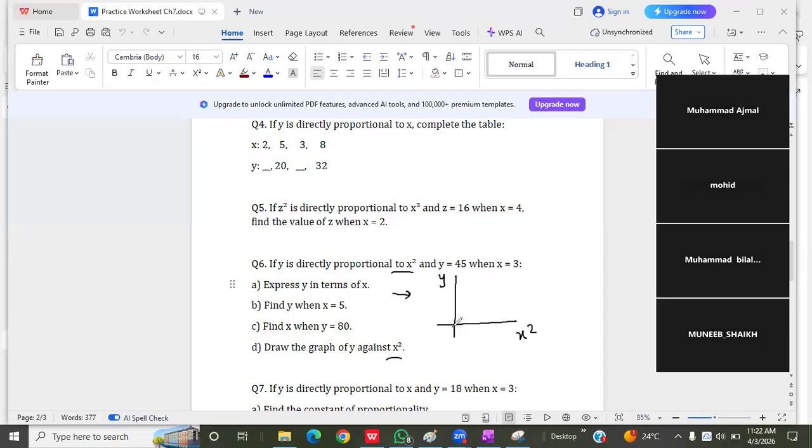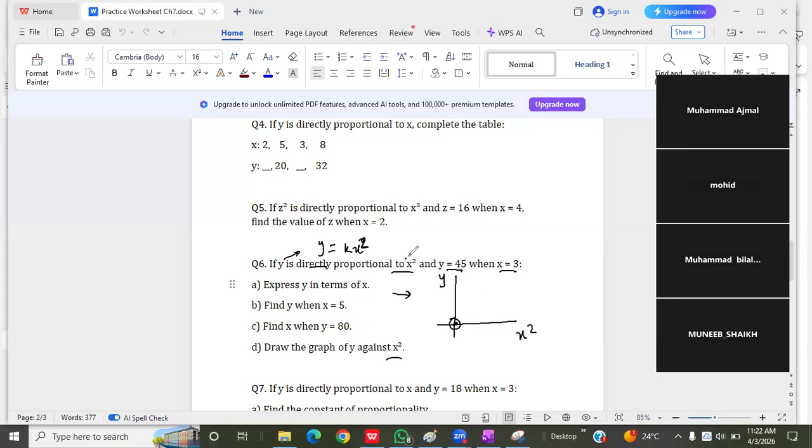Now what we will do, one point must be 0 here. What will be the equation here? Y is equal to, because this is direct proportion, kx square. When we find the value of k, we put the value 0 and we get that one point must be 0, because this is a question of direct proportion. For the second value, we can take x equal to 3 and y equal to 45.